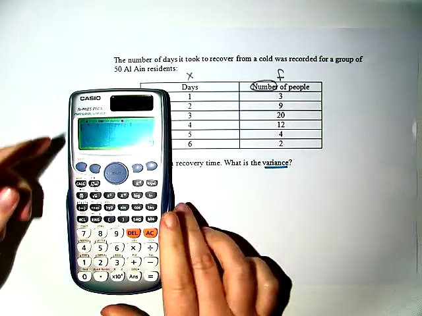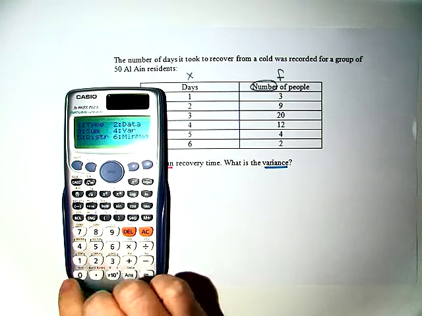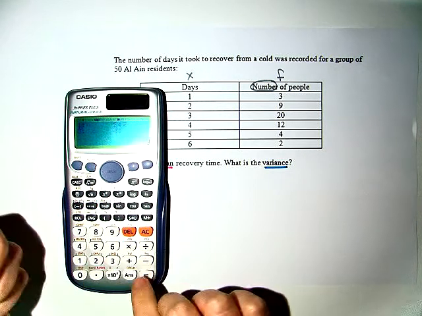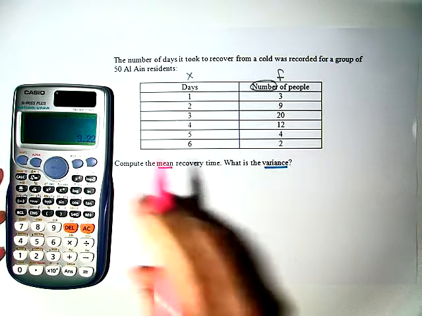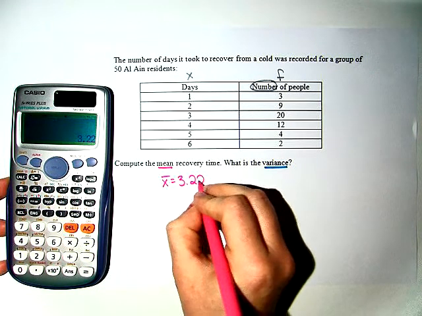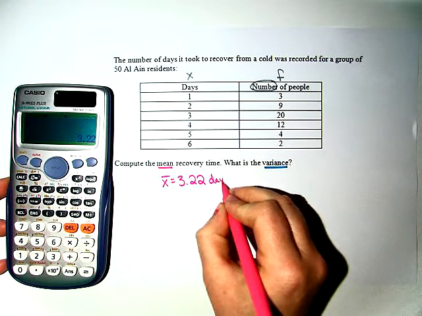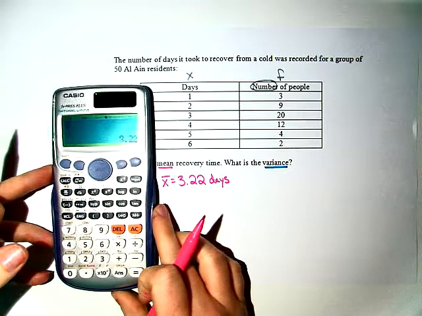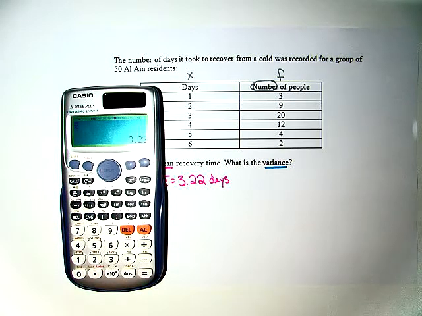So we go back and we find that the mean is 3.22 days. So most people who get sick will recover in between 3 and 4 days.